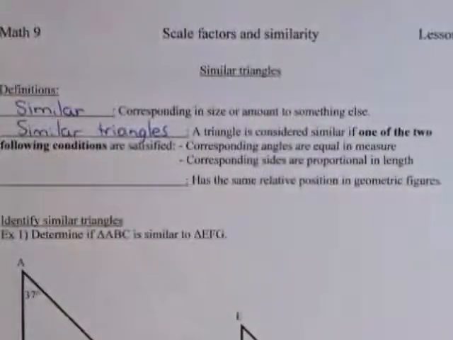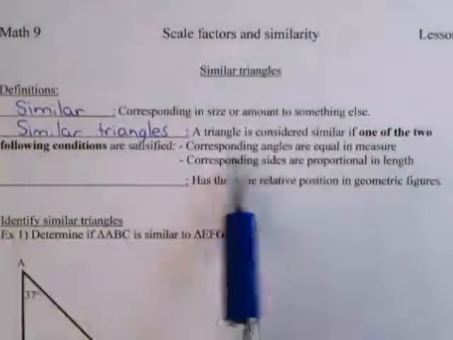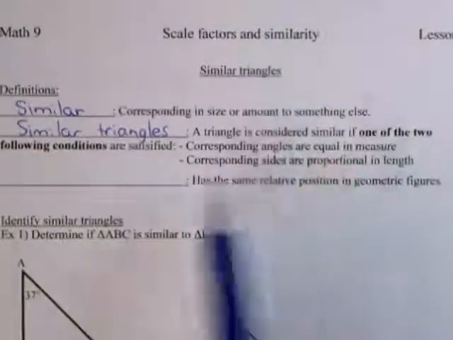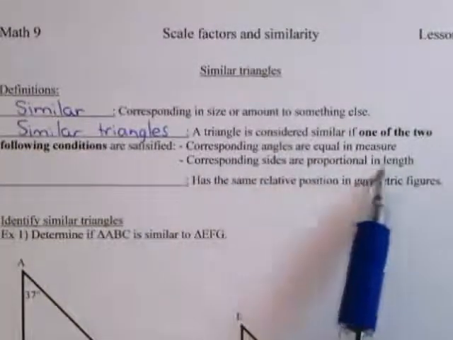Now, similar triangles have two criteria that they need to be satisfied, or two conditions that need to be satisfied. However, because it's triangles in particular, you only need to satisfy one of them. So you only need to prove one of the two conditions in order for you to be able to automatically prove the second one. But that only works with triangles. Okay, remember that for our next lesson, please. So corresponding angles are equal in measure and corresponding sides are proportional in length.